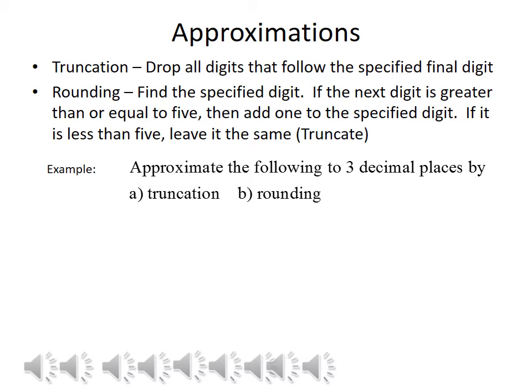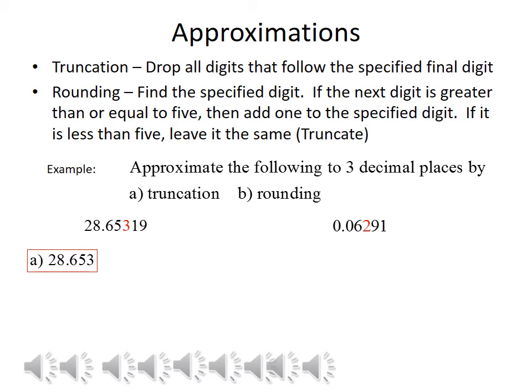Alright, so let's do an example where we're going to approximate some numbers. Approximate the following numbers to 3 decimal places by first, truncation, and second, rounding. The numbers that we want to approximate are 28.65319 and then 0.06291. And again, we want to approximate each of these to 3 decimal places by truncation and then by rounding.